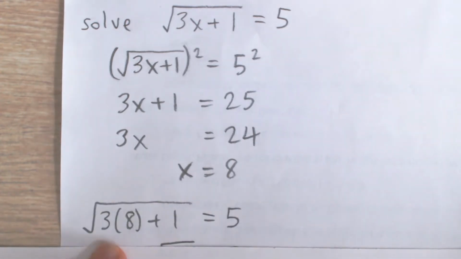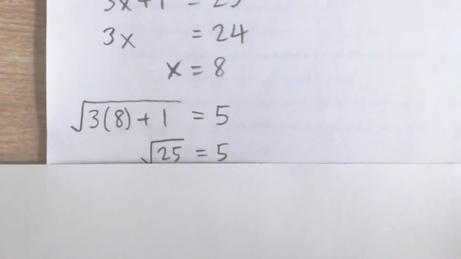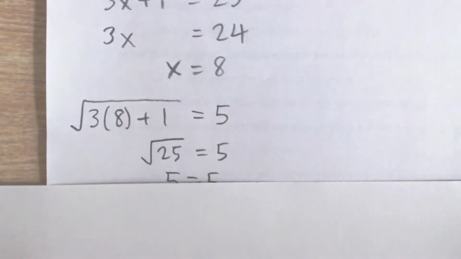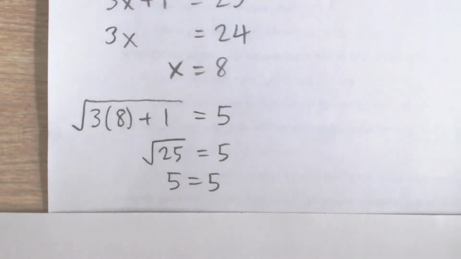So here I go. Square root of 3 times x, or 8, plus 1. And indeed, that gives you 3 times 8 is 24, plus 1 is 25. And so we have square root of 25, which is indeed 5. And so 8 is indeed a solution to this equation.